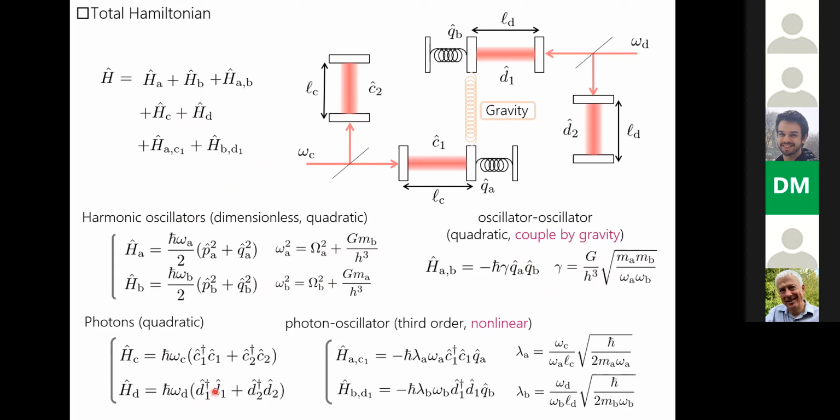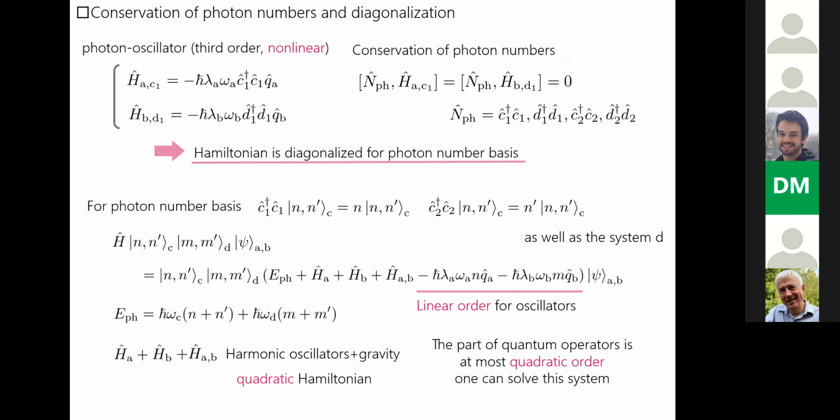HC and HD are the free Hamiltonians of the photons in the four cavities, where omega C and omega D are the frequencies of the photons. HC1 and HD1 correspond to the photon-oscillator interaction of each optomechanical system. The photon-oscillator couplings are characterized by the parameters lambda A and lambda B. We discuss the dynamics of this system in a non-perturbative and nonlinear way. The interaction between the photon and the oscillator is given by the third order of the variables.